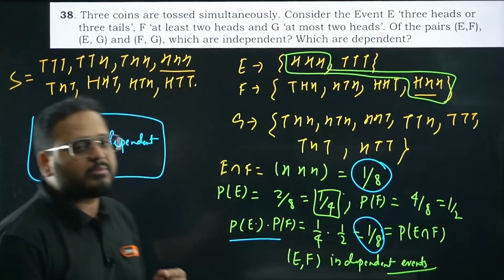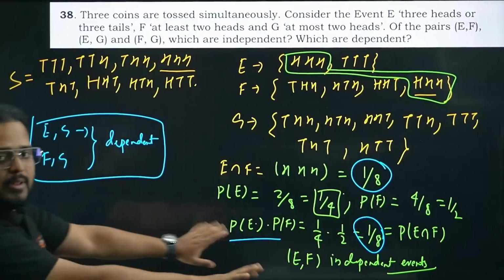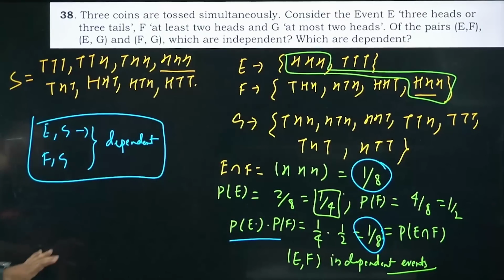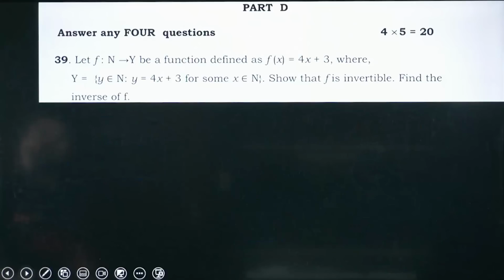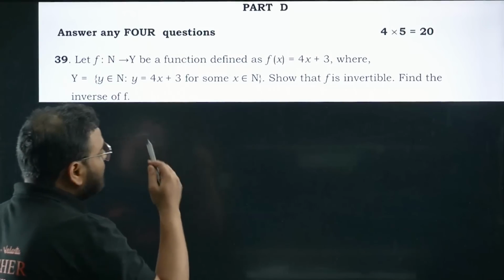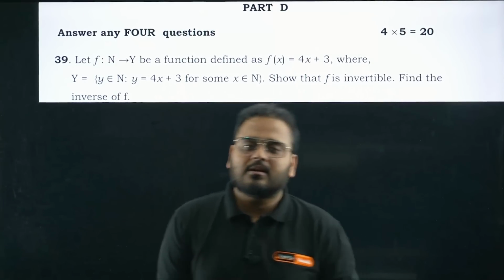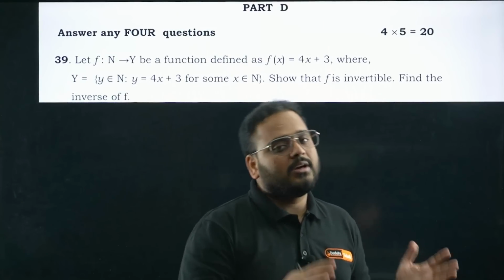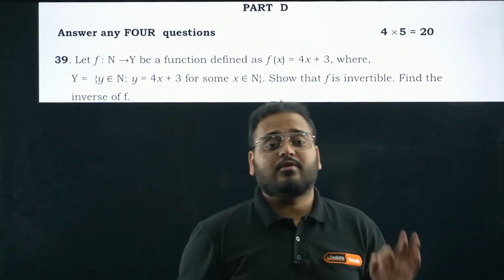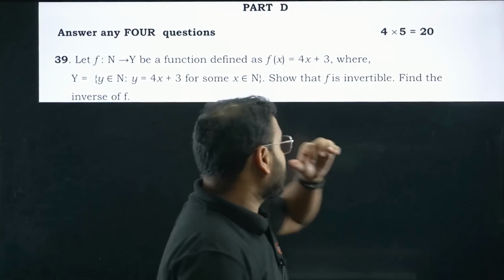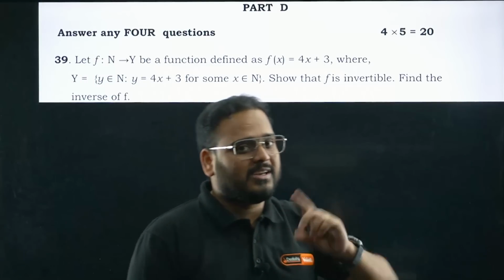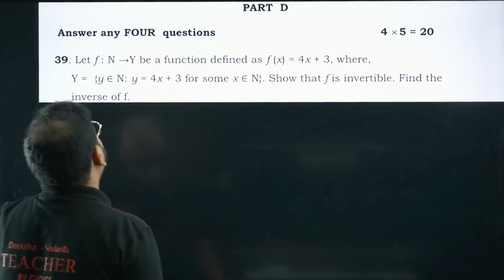Now I'll move on to question number 39. This is acceptable? If you have a doubt, let me know in the comment section. Answer any 4 questions, 5 marker now. This question has been asked so many times. I'll solve it quickly anyway, because it's very important. You can see PYQ, any model paper, this question is coming in 5 marker. So please solve this from your side as well.